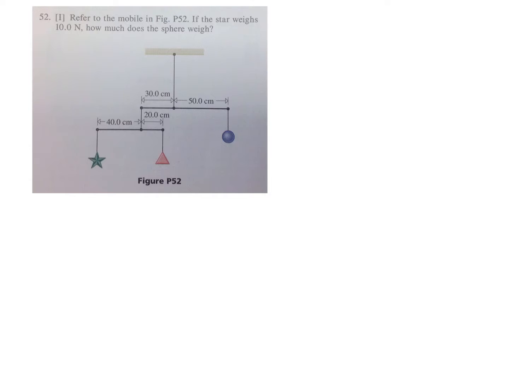What you want to do with this problem, it says the star weighs 10 newtons. So we're going to start with the lower bar. Just draw the free body diagram. Rotational equilibrium here. The net torque is 0. So if you draw that bar, you have 10 newtons here, and the triangle unknown, let's call that, well, I'll call it F sub 1. It's really a weight. Doesn't really matter. It's a force. Weight's a force. And then we have T sub 1.